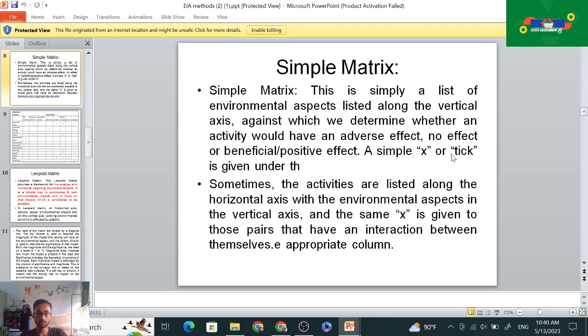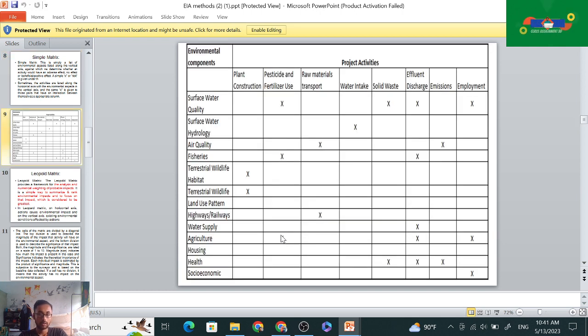A simple X or tick is given under this, and sometimes the activities are listed along the horizontal axis with the environmental aspects on the vertical axis, and the same X is given to those pairs that have an interaction between themselves in the appropriate column. Then environmental components and project activities.